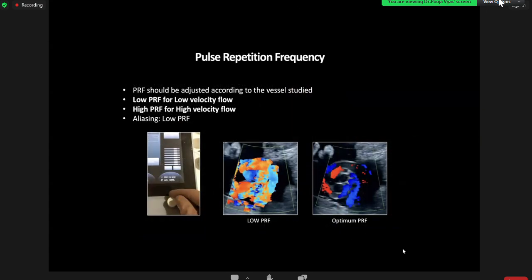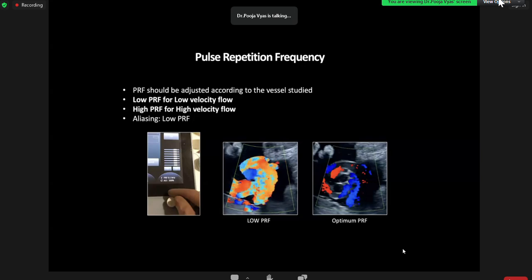Now moving on to PRF, also known as scale. So low PRF means low velocity flow. High PRF means high velocity flow. And aliasing will occur when the PRF is low. So we have to adjust the PRF according to the organ that we want to check. Okay. So if we place a low PRF while seeing an artery, we are going to get aliasing. And if we choose a very high PRF to see a vein, we may not see flow in it. So we have to choose an optimum scale to work on.